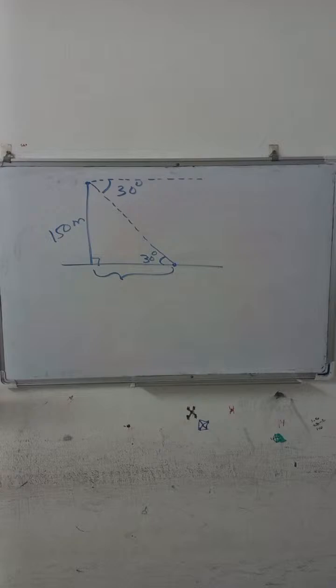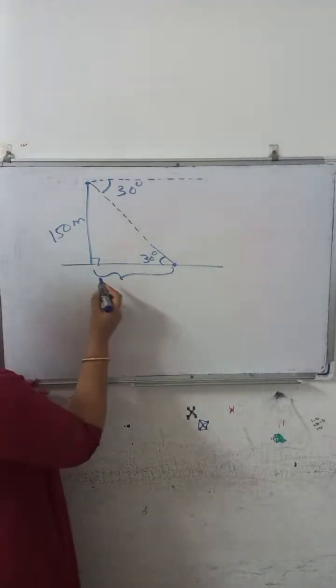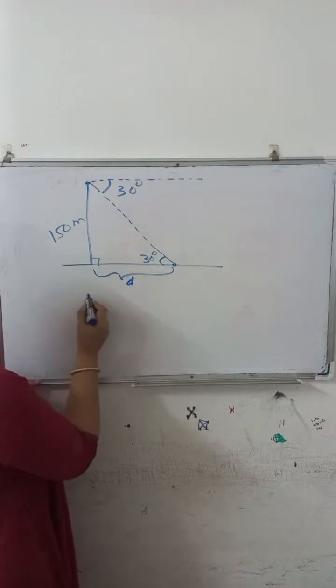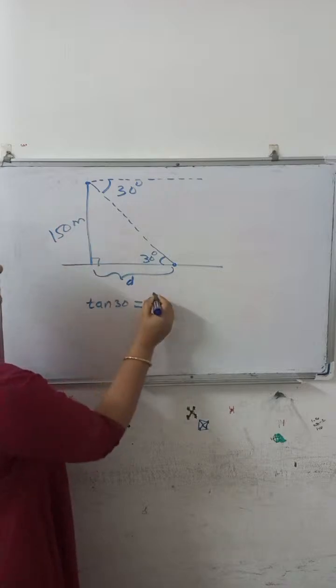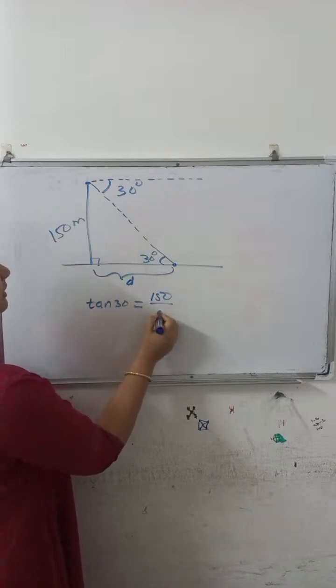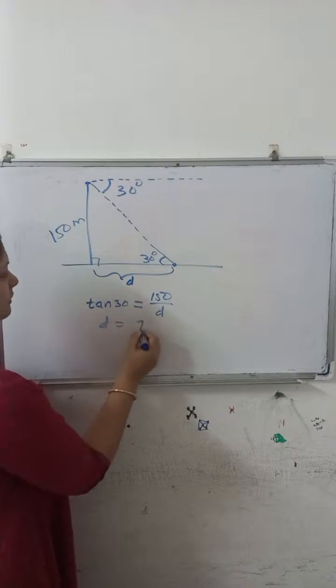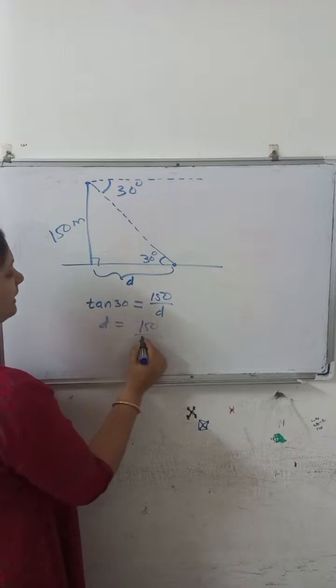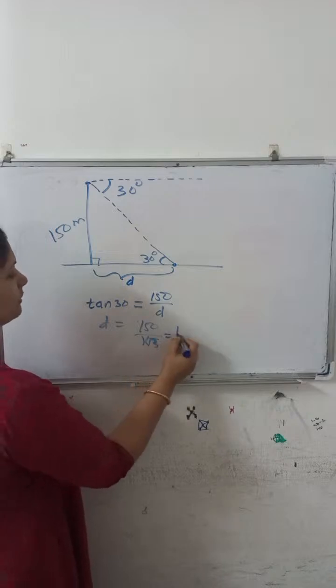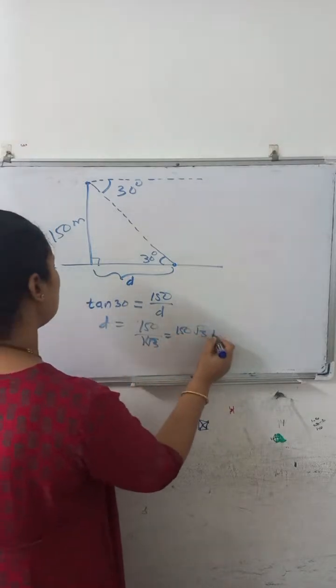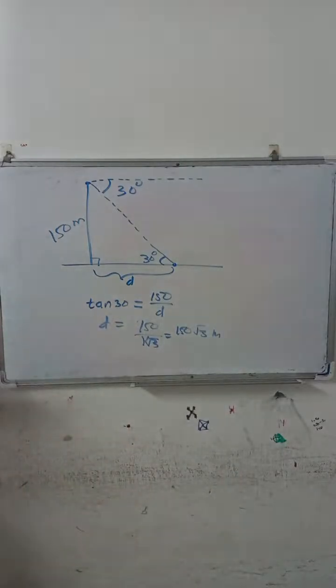Correct. So here, I want to find out this, then I can write tan 30. Tan 30 means opposite 150 upon d. So d is equal to 150 divided by tan 30, and tan 30 is 1 by root 3. So that is equal to 150 root 3 meter. Okay. So copy this.